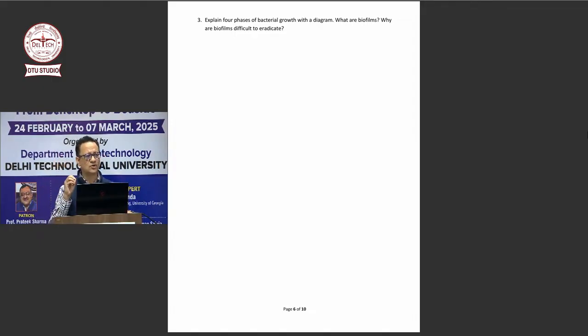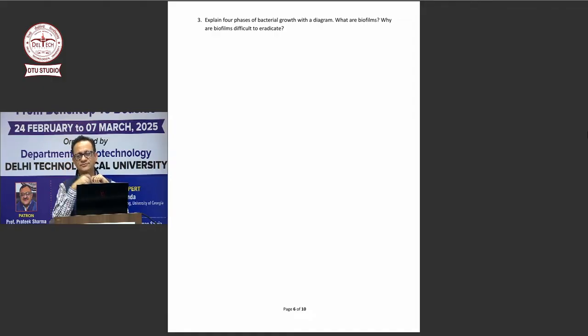I think everybody wrote phases of biofilms very well. So lag phase, log phase, stationary phase, death phase, and explain that. That's fine. Why biofilms are difficult to eradicate? People didn't answer really well. I guess I wrote the answer because the bacteria inside that biofilm release some enzymes that degrade or disable the function of antibiotics that are trying to penetrate the biofilm.